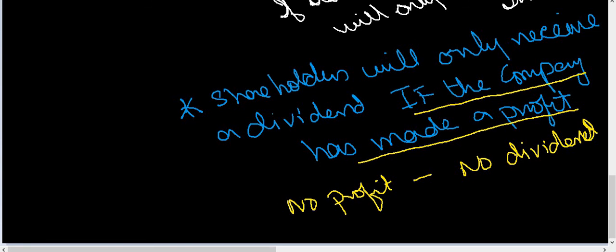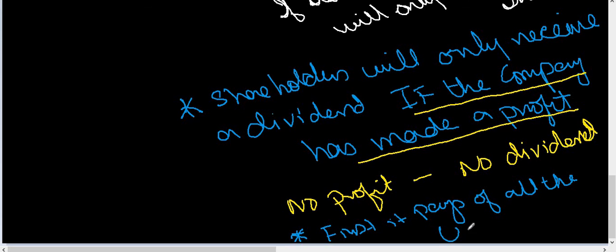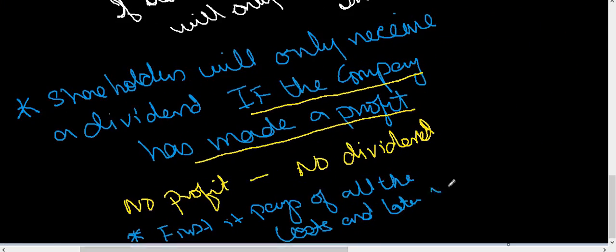Another thing I can add is that once a company makes profit, first it pays off all the costs like salaries and everything, and later if anything is left, it gives dividend.